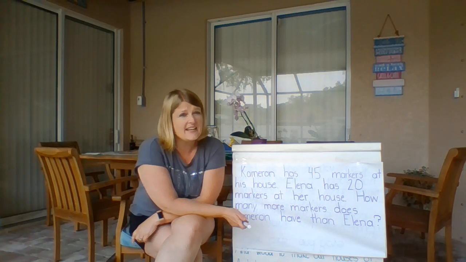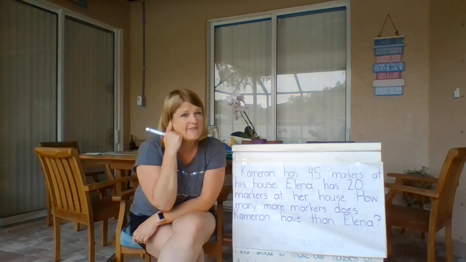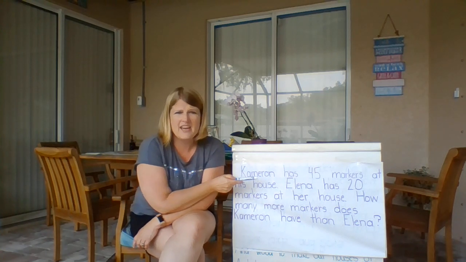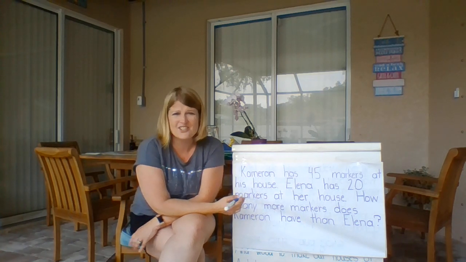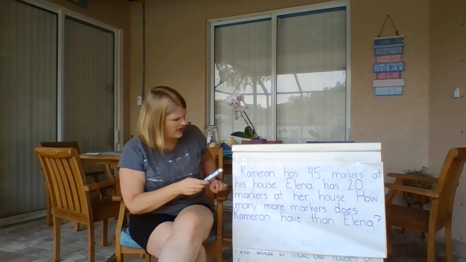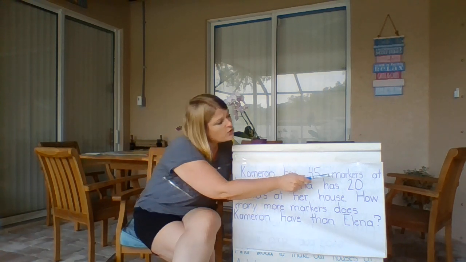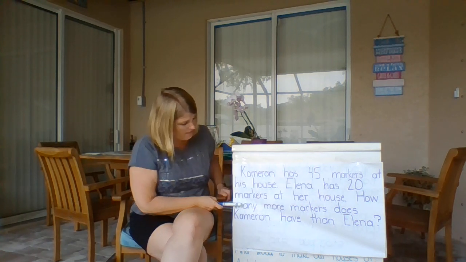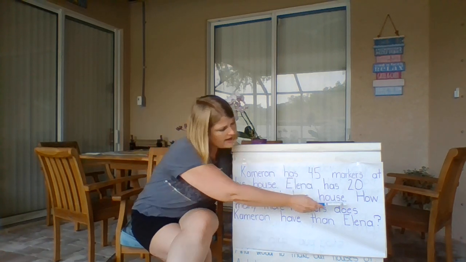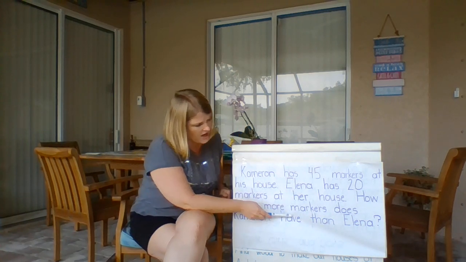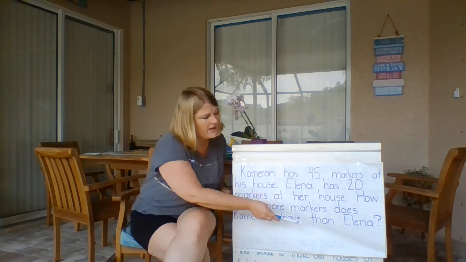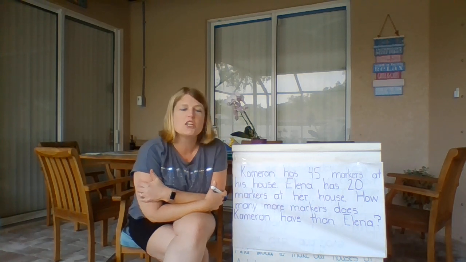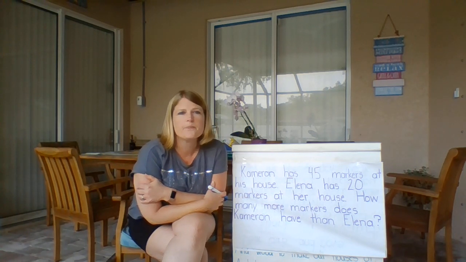Okay, let's read it a second time. This time we're listening for what is the question again they're asking us to do with Cameron's 45 markers and Elena's 20 markers. Let's listen for that question again. Cameron has 45 markers at his house. Elena has 20 markers at her house. How many more markers does Cameron have than Elena? What is the question we're asking in this story problem?